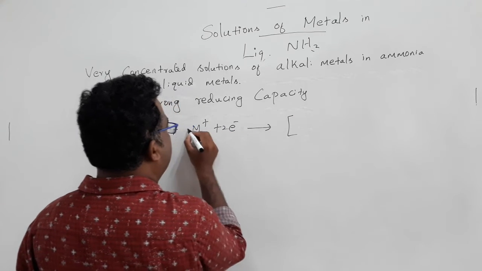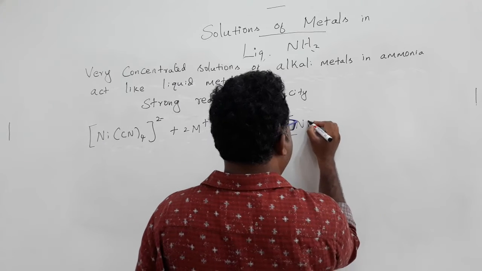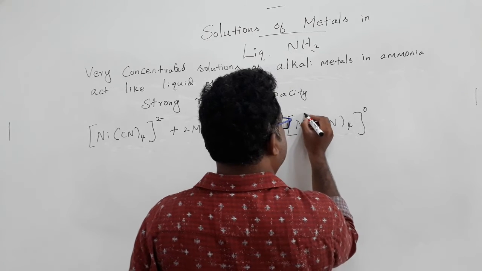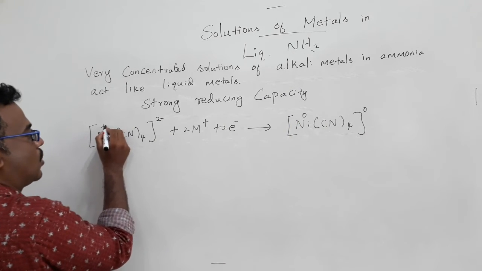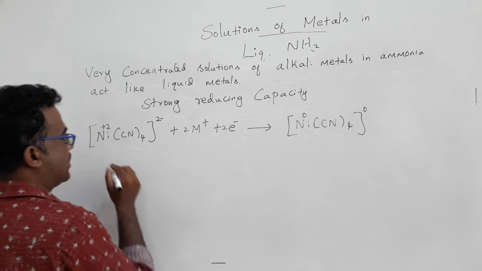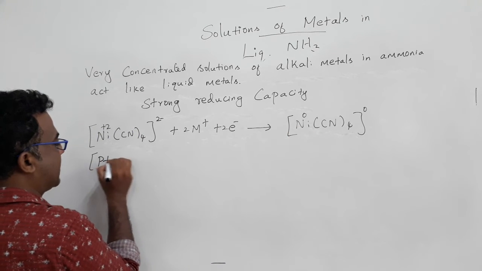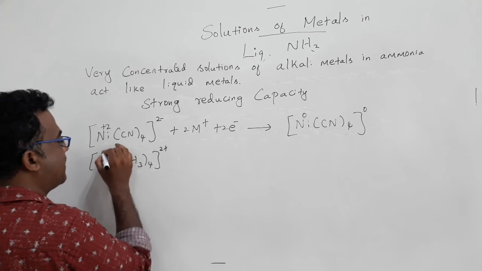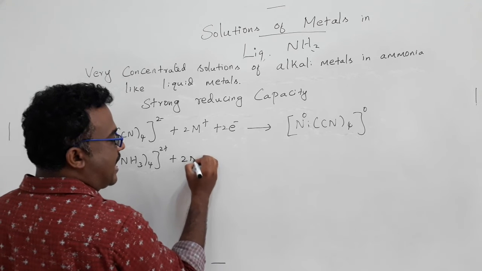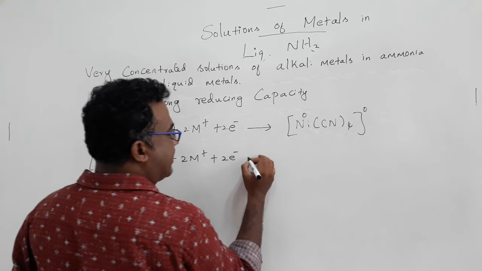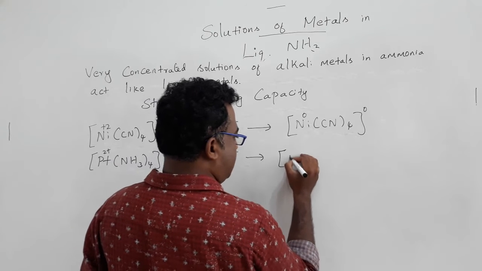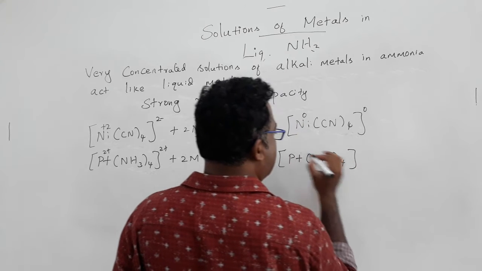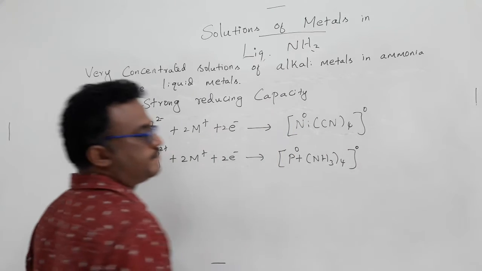You have to use 2 metal ions. Then nickel CN4 0. That means metal is reduced from plus 2 oxidation state to 0 oxidation state. And also platinum complexes, if you have taken, platinum has plus 2 oxidation state. If you react with metal ammoniate, you can get platinum in 0 oxidation state.